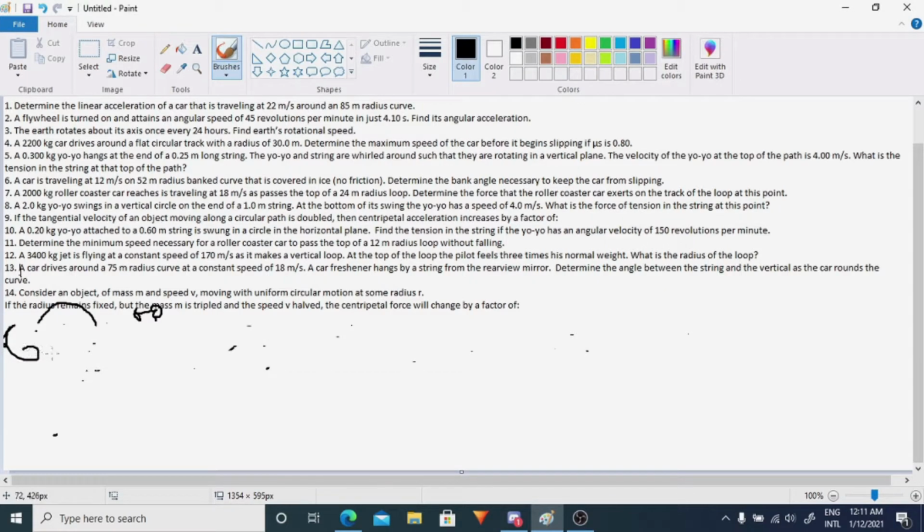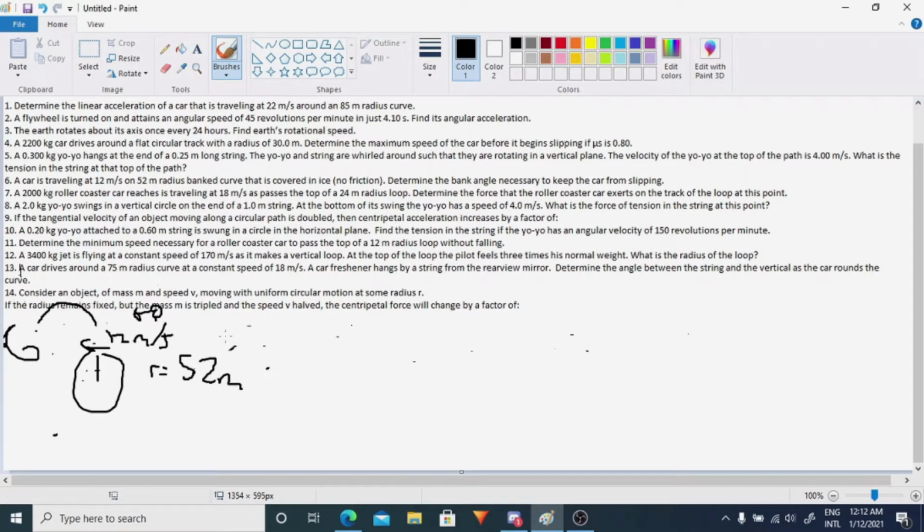Question 6. The car is traveling at 12 meters per second on a 52 meter radius banked curve that is covered in ice, so no friction from the banking is necessary to keep the car from slipping. Okay, so first, I'm going to draw the circle. The radius equals 52 meters. The car's traveling 12 meters per second. We'll look at the top for simplicity.